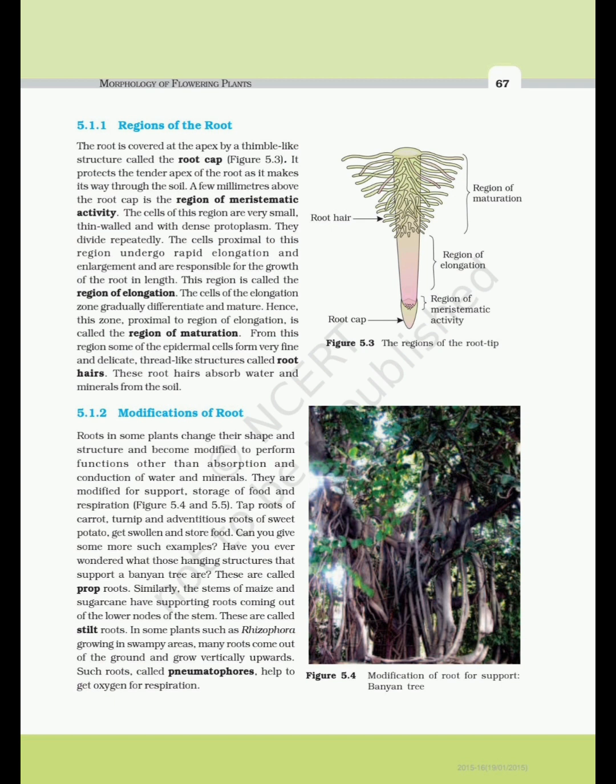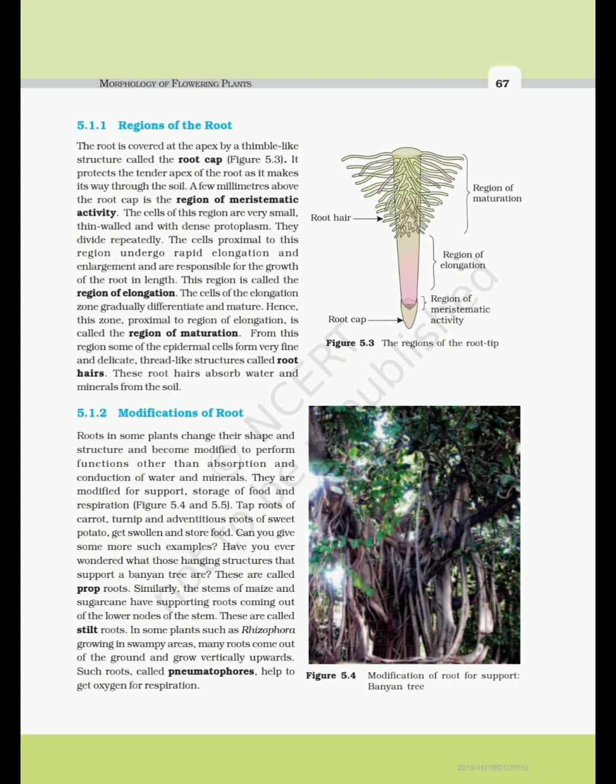5.1.2 Modifications of root. Roots in some plants change their shape and structure and become modified to perform functions other than absorption and conduction of water and minerals. They are modified for support, storage of food and respiration. Figures 5.4 and 5.5: Tap roots of carrot, turnip and adventitious roots of sweet potato get swollen and store food. Can you give some more such examples?